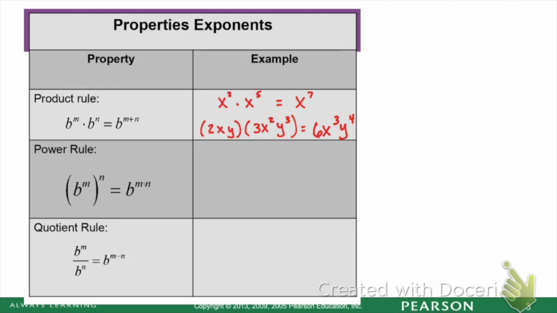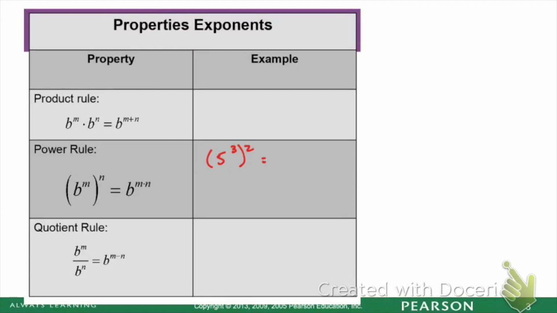Next up, we have the power rule. So you can see right here, you're raising a power to a power. It looks different than the product rule. Up here in the product rule, all of these exponents were inside the parentheses. But for the power rule, you have exponents inside the parentheses and outside the parentheses. When that happens, you're going to multiply your exponents together.